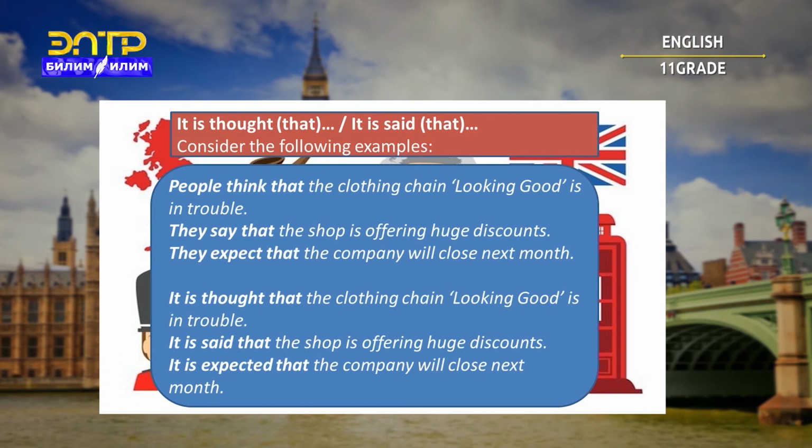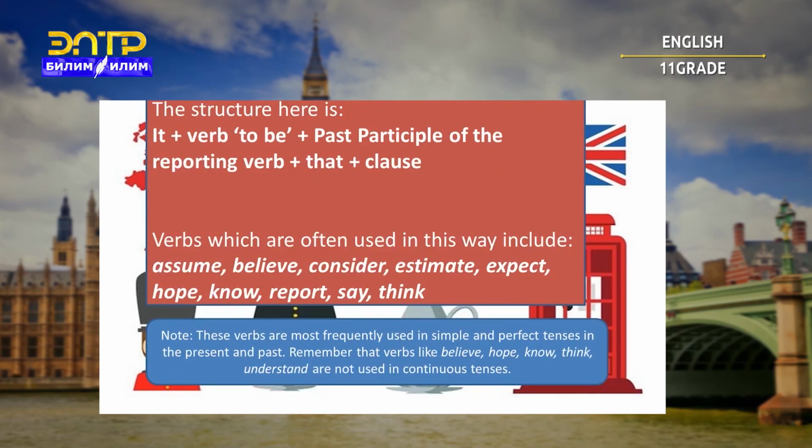It is thought that the clothing chain Looking Good is in trouble. It is said that the shop is offering huge discounts. It is expected that the company will close next month. The structure here is it plus verb to be plus past participle of the reporting verb plus that plus clause.